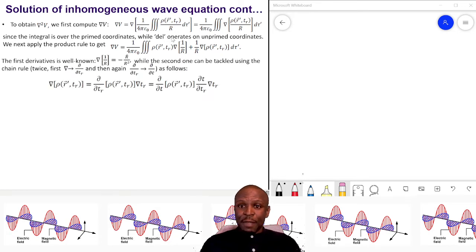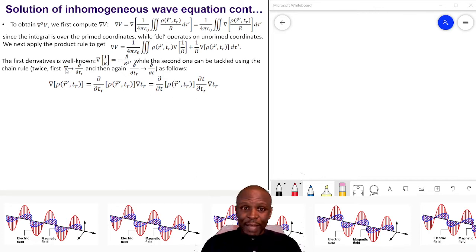And then from there, we know what the gradient of 1 over R is, from the results of vector algebra. Therefore, the first term here is just going to be minus the unit vector R divided by R squared. But what is this? This is what I want to solve now. I want to tackle the second one, which can be tackled using the chain rule twice.